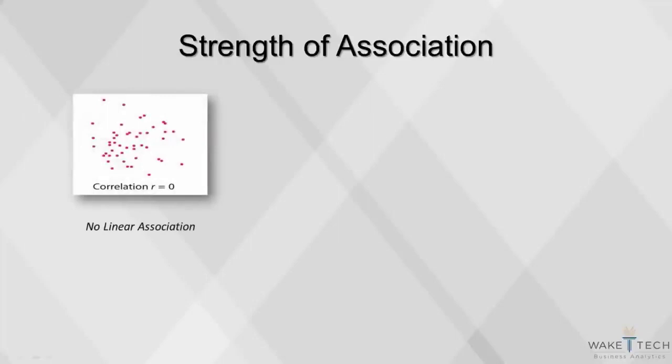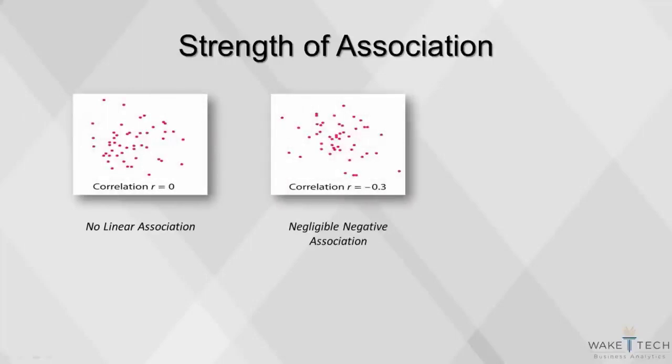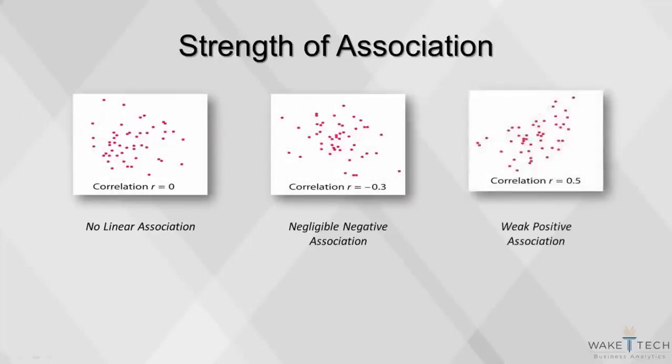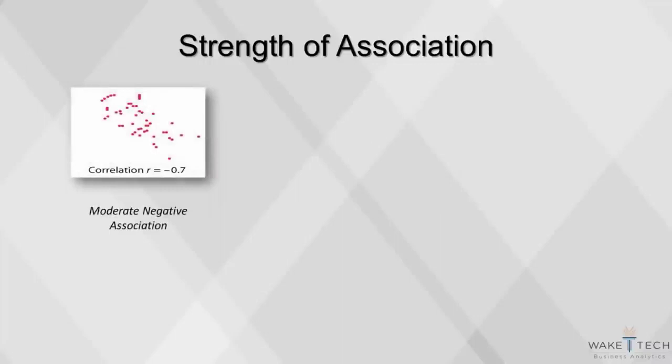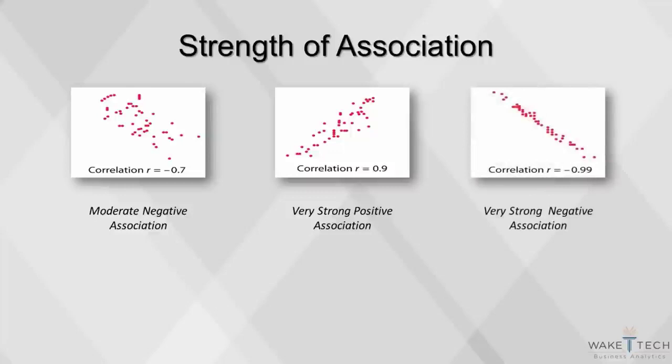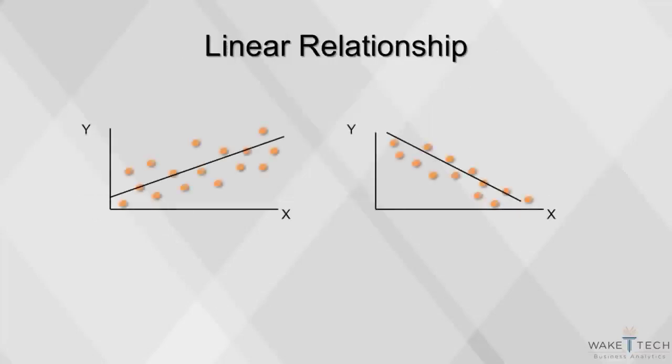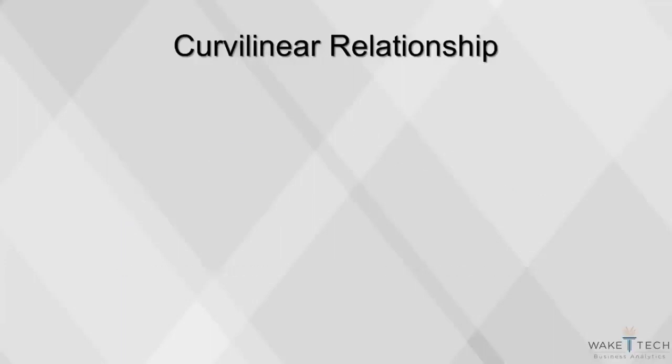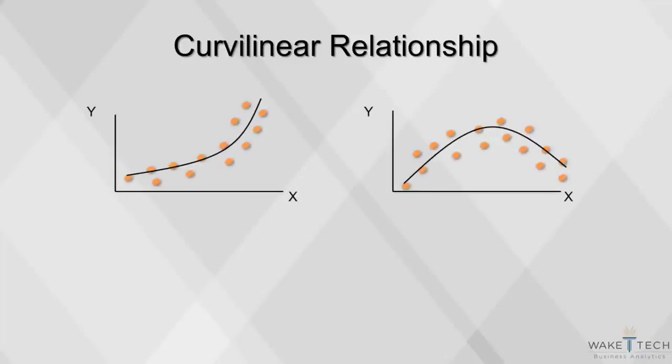No linear association, negligible negative association, weak positive association, moderate negative association, very strong positive association, very strong negative association. In these scatter plots, what is happening to y as x is increasing? An important point to remember is that correlation is a measure of linear association. If the relationship is curvilinear, using the correlation measure is not appropriate.